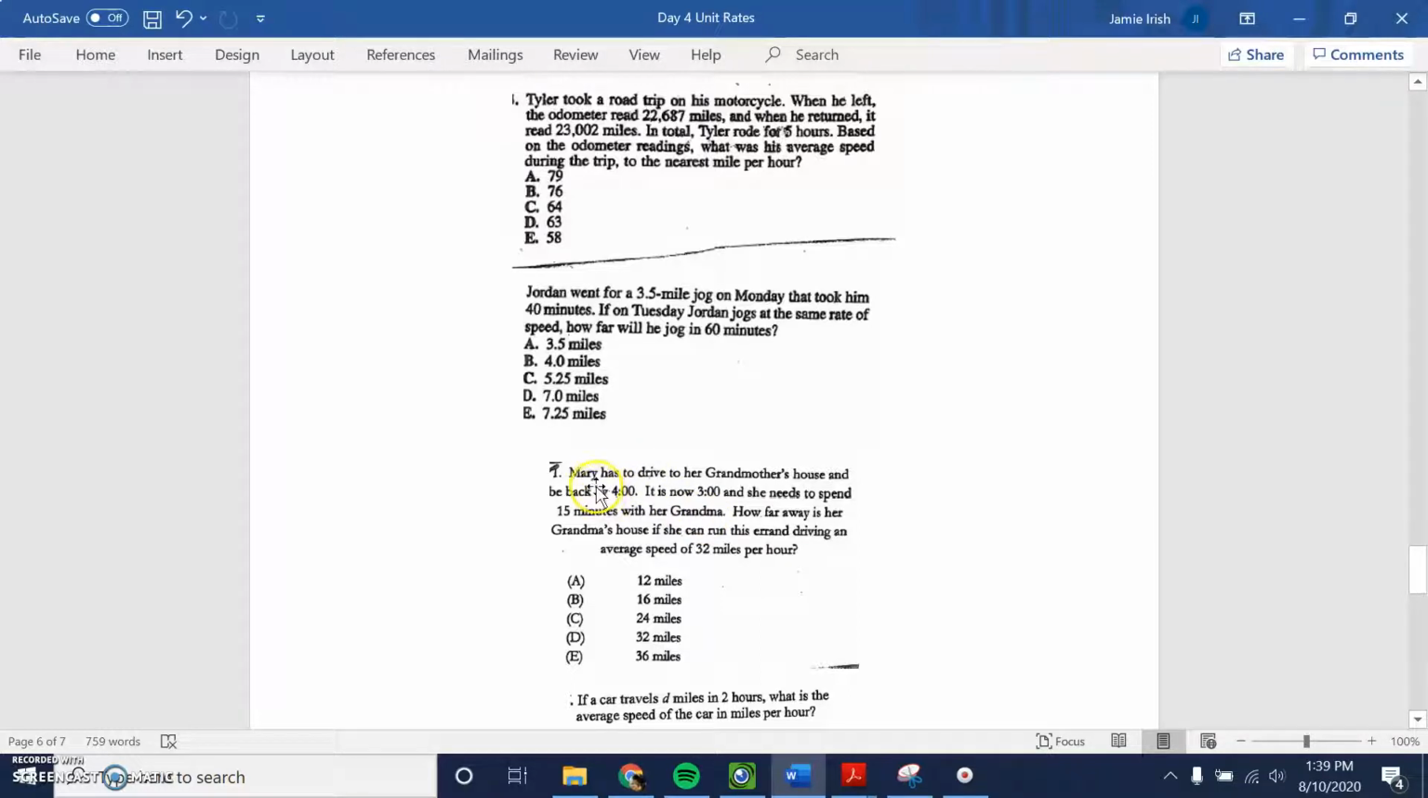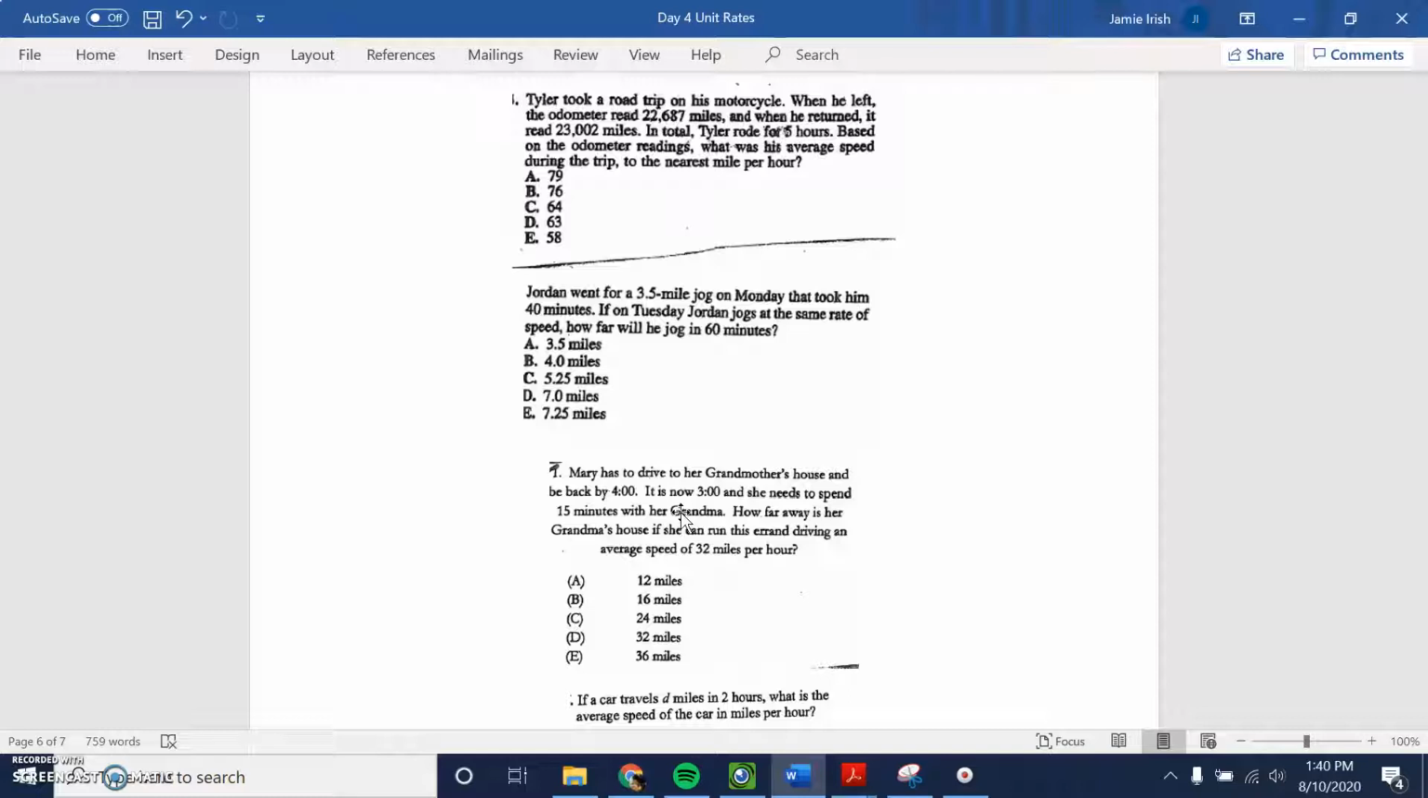Mary, as I read, has to drive to her grandmother's house and be back by 4. So there and back. You've got to read it carefully. It is now 3 o'clock, so she has an hour. That's what I'm thinking. And she needs to spend 15 minutes with her grandma. So that means 45 minutes she's going to be driving. So 15 minutes she's going to stay at her grandma's, so 45 minutes of total driving time.